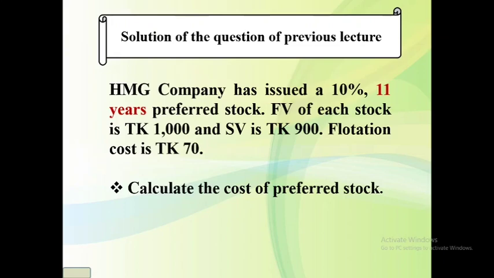Here we see the stock has 11 years maturity period. That's why this preferred stock is redeemable in nature. So we have to apply the formula of redeemable preferred stock, and by putting value in that formula we can get our answer easily, and the answer is 12.62 percentage.